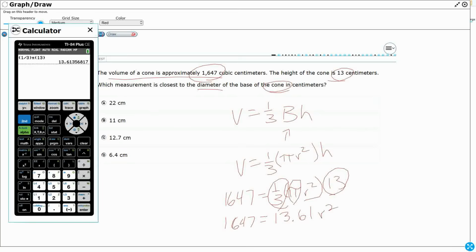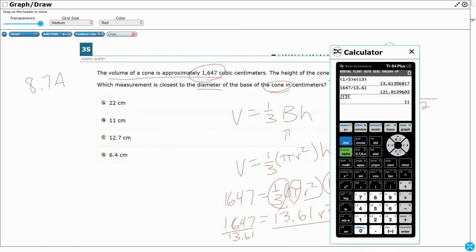All right, so now let's divide both sides by 13.61. So let's do 1647 divided by 13.61. All right, so 121.01. I'm just going to call that 121 because we're estimating here. So 121 equals r squared. Now, I need to take the square root of both. Now, 121 is a perfect square. If you don't remember it, we can plug it in, but it is 11. So my radius equals 11.